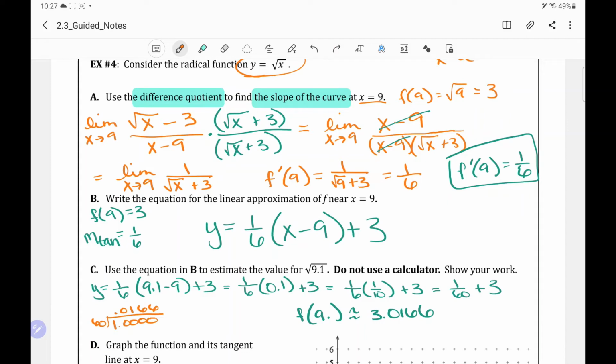Okay, here's my work. I will tell you what I did just to give you an idea. 9.1 minus 9 was easy. That's 0.1. Then I changed it to 1/10 because it was easier in my head to do 1/6 times 1/10 instead of 1/6 times 0.1. I am aware that you could do it a different way. That's just the way that I chose to do it.